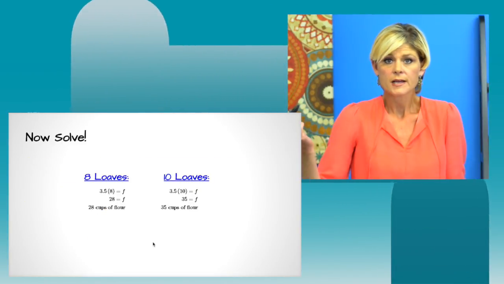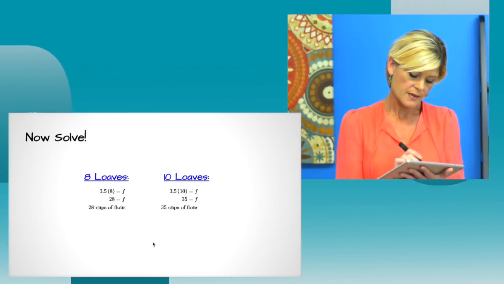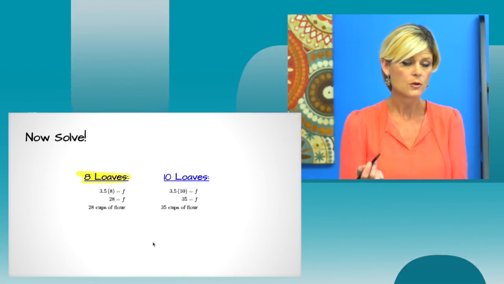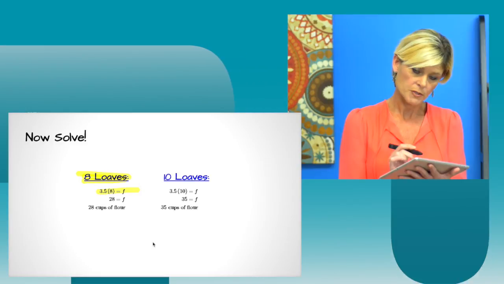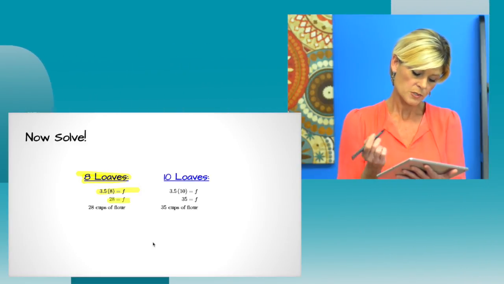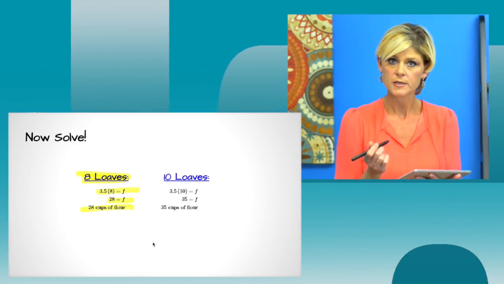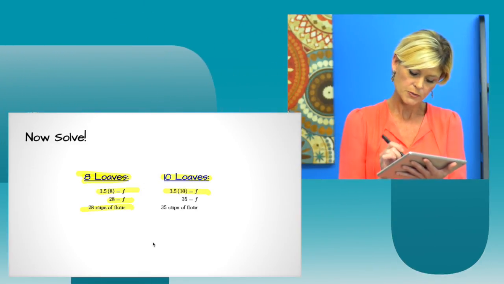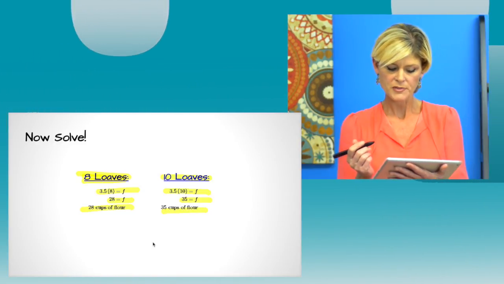Okay, and now all we have to do is solve. We can plug in the information that we have. Let's do the 8 loaves first. So again, we're trying to identify how much flour we need for 8 loaves of bread. 3.5 times 8 equals F, or flour, and that is 28. So we know for 8 loaves of bread, we need 28 cups of flour. Let's do 10. 3.5 times 10 equals 35. So for 10 loaves of bread, he needs 35 cups of flour.